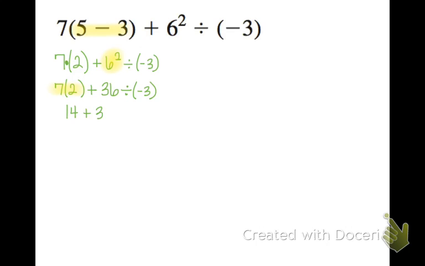14 plus 36 divided by negative 3. Then I see I have division still, so I'm going to do that. And I get 14 plus 36 divided by negative 3 is going to be negative 12. And now I just have addition to do. 14 plus negative 12 gives me positive 2.